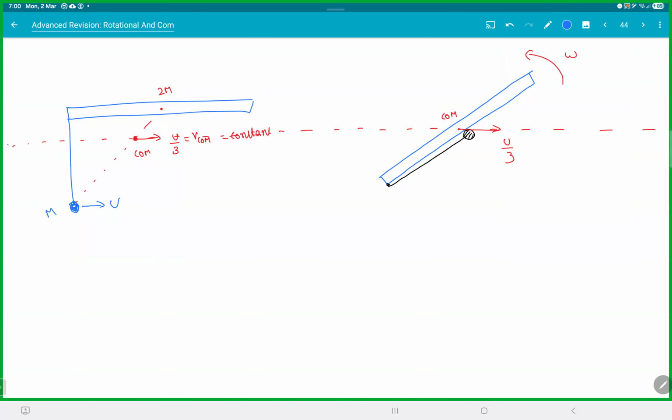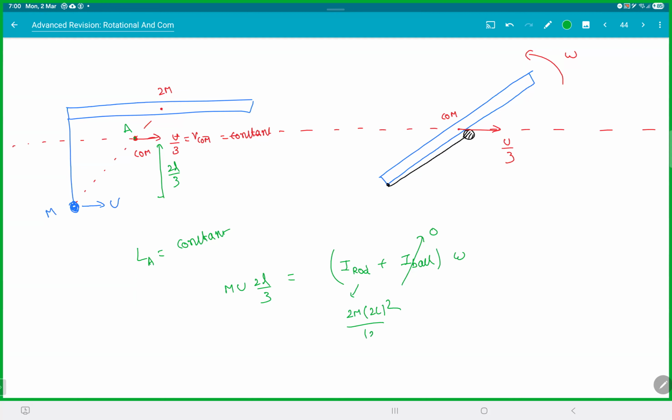You can actually take any point on this line to conserve angular momentum. I won't say exactly center of mass, but take any point here. Let's call it A. L about A is constant. So what is the initial angular momentum? This distance will be 2L by 3. The center of mass divides in the ratio 1:3. So M into u into 2L by 3 is equal to the final angular momentum, which will be I of the rod plus I of the ball, times omega. The ball will be 0 because it's a point particle, and the rod will be 2m (2L) whole square by 12 times omega. So you'll get it from there.